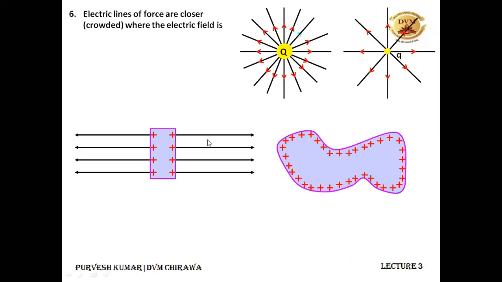Moving towards the next property. When the electric field lines are crowded, this means that the strength of the electric field is high, or you can say the strength of the electric field is very strong. And if the electric field lines are apart and not very crowded, or are spread out, then we can say that the strength of the electric field is weaker.